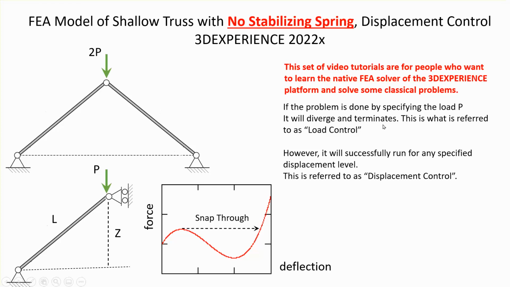The way I'm going to solve this problem without modeling the spring is that I will not specify the load level. I will specify a displacement, and you will see that if I do that, it will do the trick, and you can traverse this entire path. This is called displacement control. There are some comments that I have at the end of this PowerPoint that I'll mention later on.